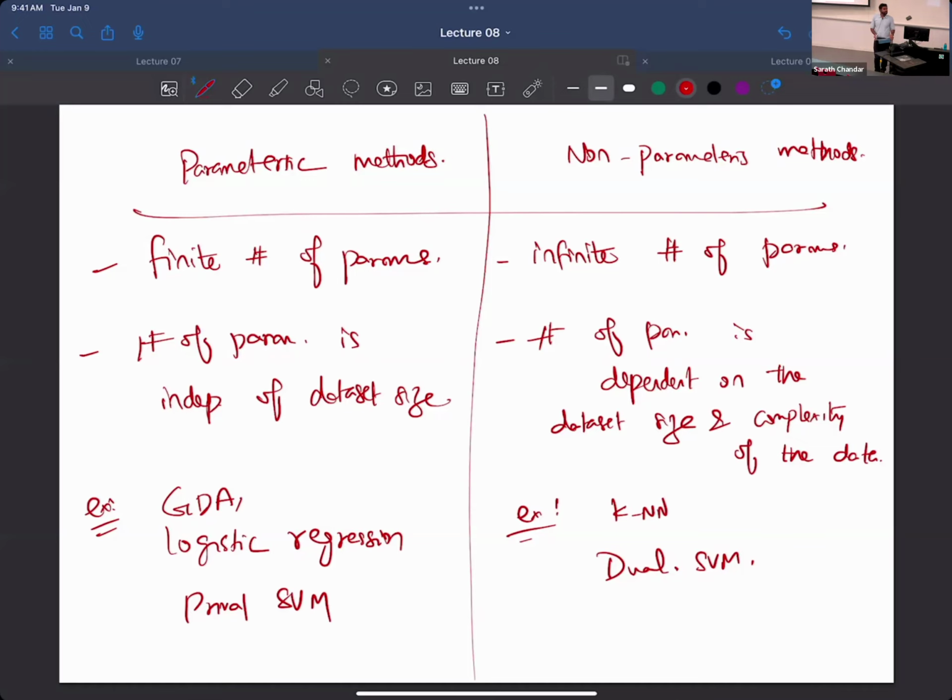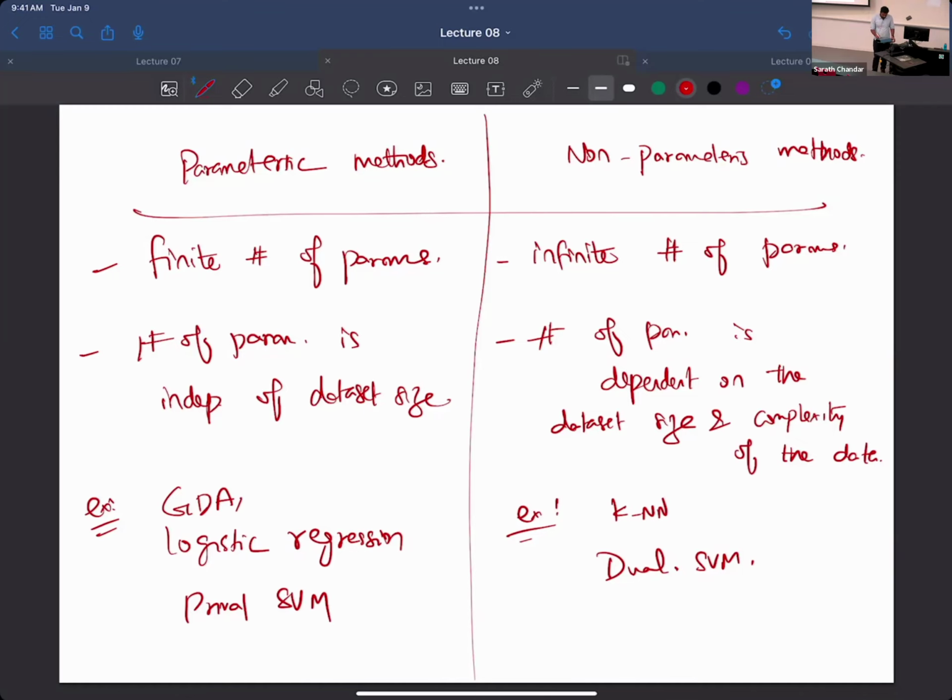Is that clear? Any questions? Okay, so we will see another non-parametric method today, after the first half. We're going to look at decision trees, which are another example of a non-parametric method where the number of parameters actually grows based on the complexity of the data. Is that clear?